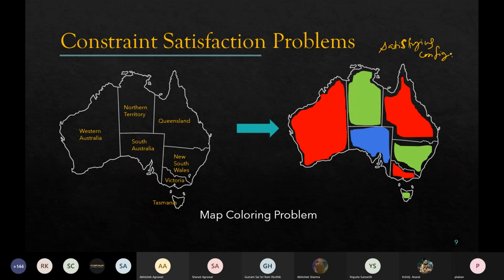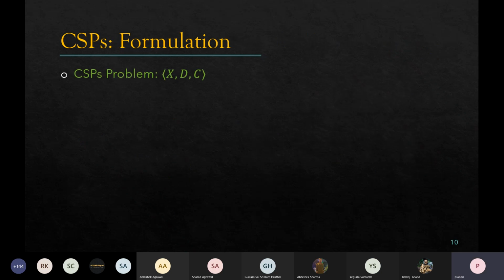Now let us try to go through it in a bit more formal way. So how do we define a CSP problem formally? A CSP problem really contains three sets. One is the set of variables, so this X is the set of variables. D is the set of domains. And C is the set of constraints. So these are the three things that define a constraint satisfaction problem.